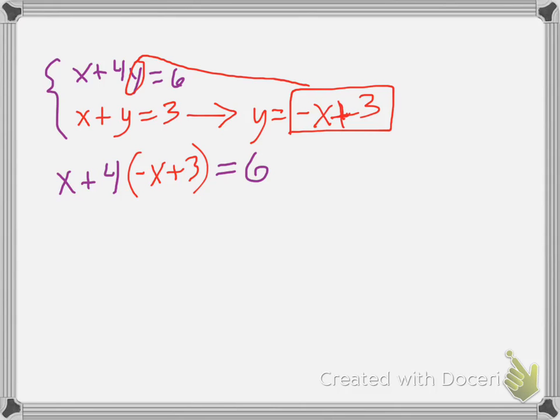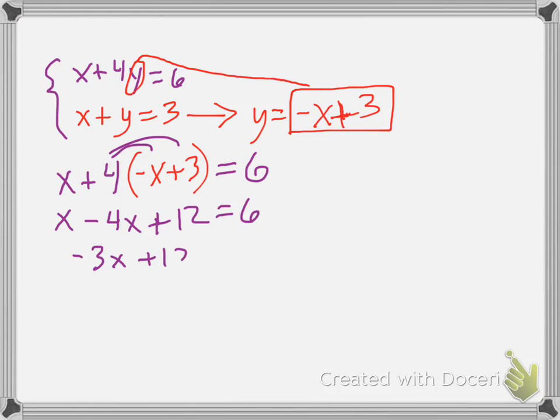So be careful, and you know all this from chapter 2. Distributive property first. So I get x, minus, because it's 4 times negative x, plus 12. I got the 12 because 4 times 3. I'm going to simplify, so I'm going to get negative 3x plus 12 equals 6.